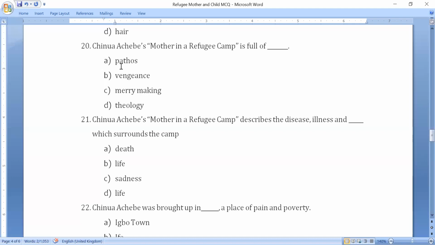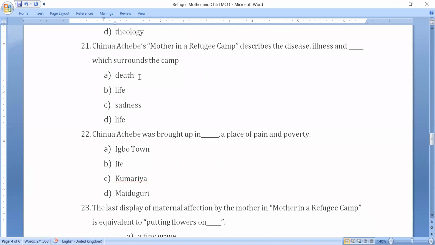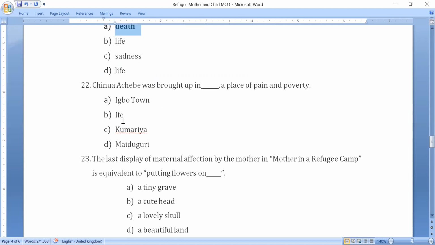Chinua Achebe's "Refugee Mother and Child" is full of pathos. Chinua Achebe's poem describes the disease, illness, and death which surrounds the camp. It is death. So it describes the disease, illness, and death that has surrounded the camp.